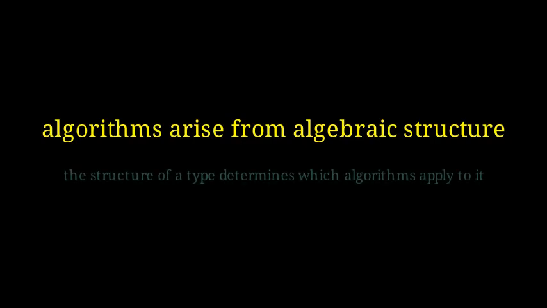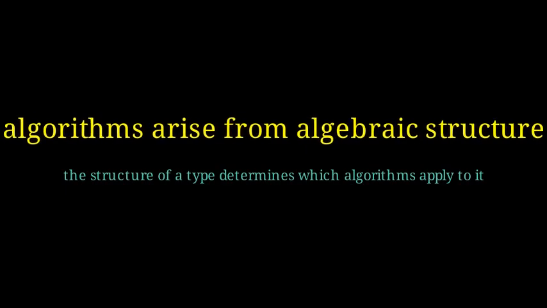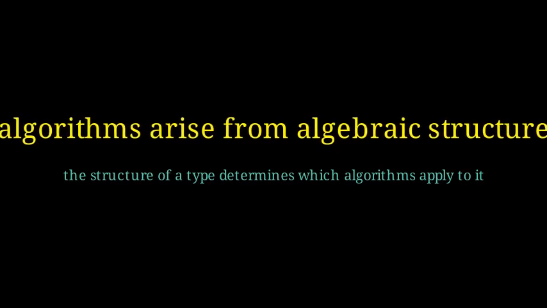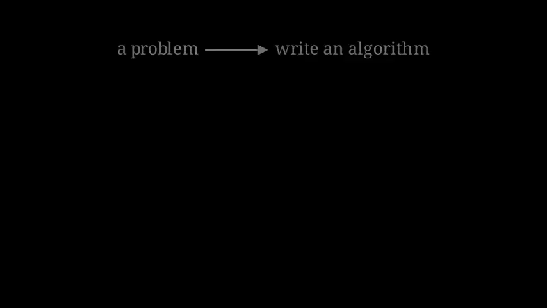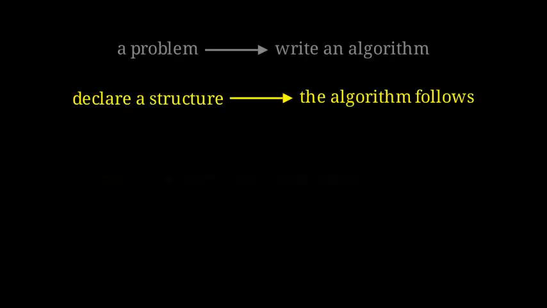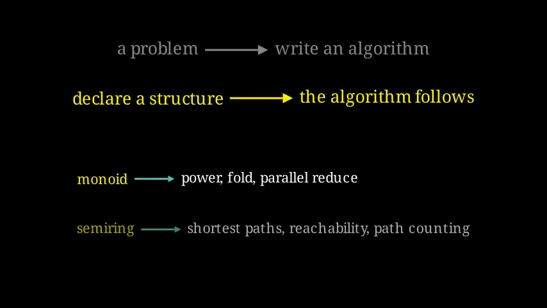Tell me the operations your type supports and the laws those operations obey, and I can tell you which algorithms come for free. You do not invent them. You discover that they were already there, waiting inside the structure. This flips the usual way we program. Normally, we start with a problem and write an algorithm for it. Here we start with structure.